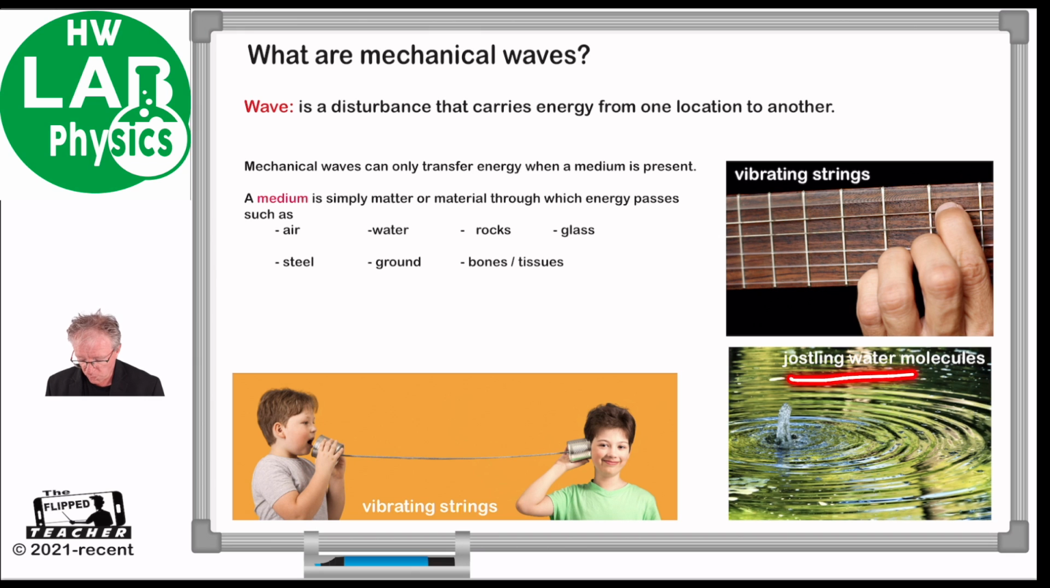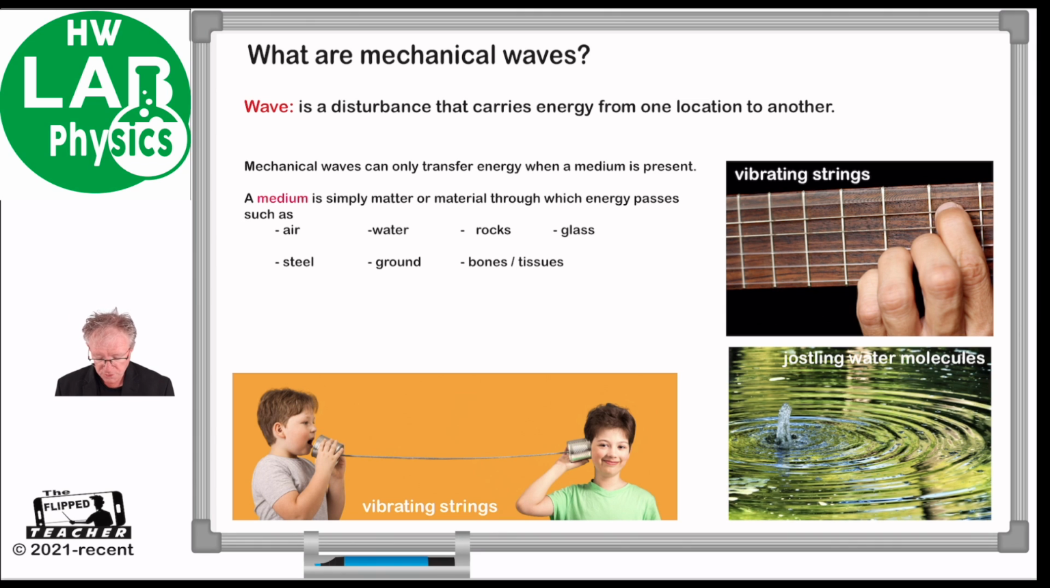Then we have the jostling of water molecules. You can see a little fountain here, and as the water is falling back down, it's causing a disturbance in the water. As that disturbance causes the water molecules to move up and down and jostle, energy is transferred through the water, and we can see ripples of waves going outwards. And we can see vibrating strings here, where we've got the good old can phone, which you've probably made when you were younger. The vibrations in the string cause the bottom of the can and maybe the whole can to vibrate, and then we hear that as sound.